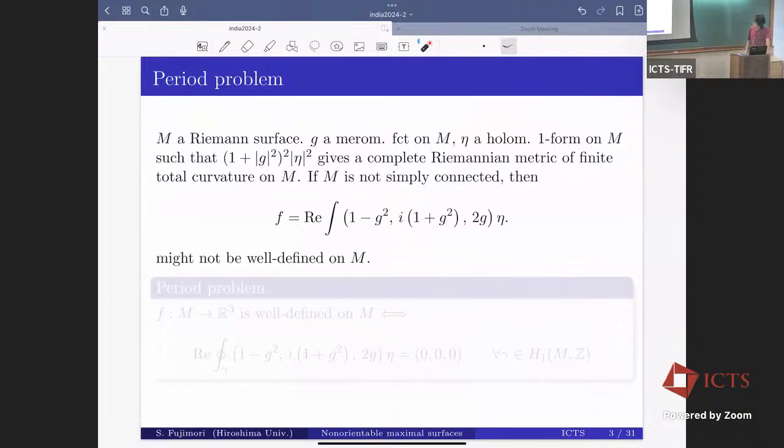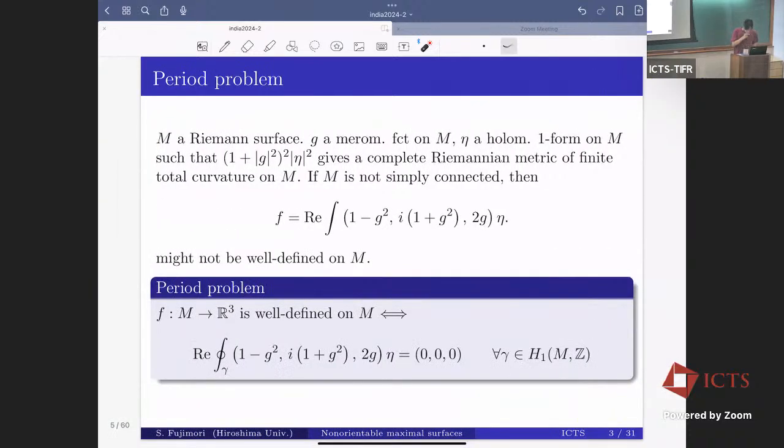And the period problem. Let M be a Riemann surface, G a meromorphic function and eta a holomorphic one-form, so that this gives a complete Riemannian metric of finite total curvature. When M is not simply connected, this path integral might not be well defined. So the value might depend on the path. F is well defined on M if and only if this is 0 for any loop in M.